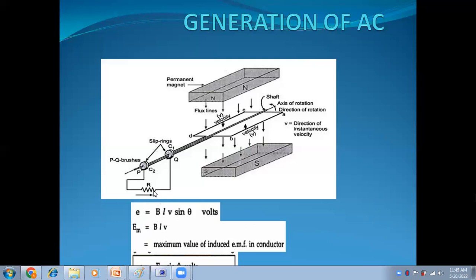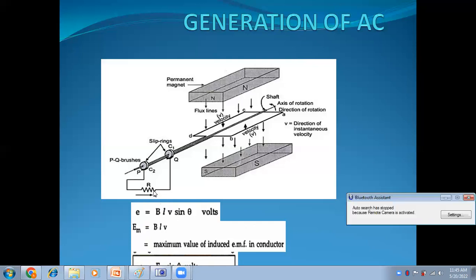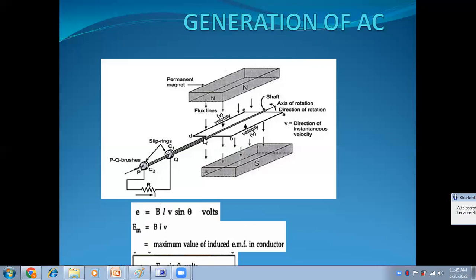When the coil is rotated, each conductor cuts the magnetic flux to induce EMF in it. The EMF induced depends on the position of the coil, as I have told you. The EMF induced in this coil depends on the position of the coil in the magnetic lines of flux. So if I make an angle of 0 degrees, no EMF will be induced.